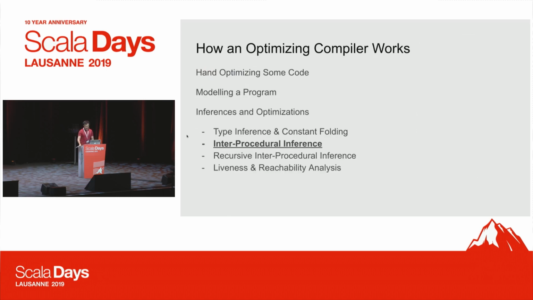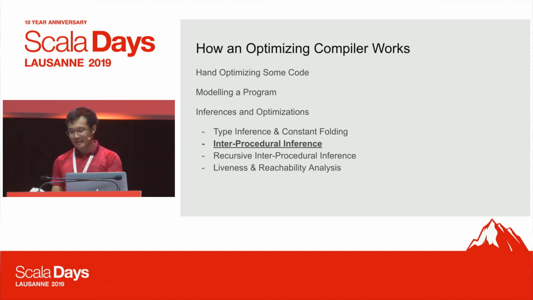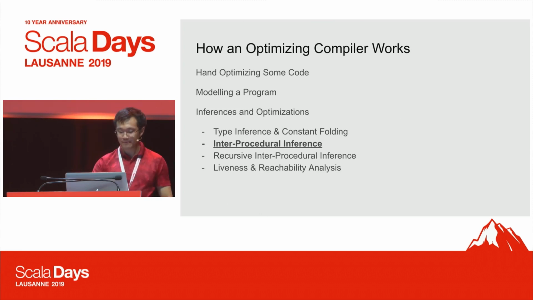So next thing I'll look at is interprocedural inference. Just now, everything was inside one function, and you had the loops, you had basic blocks, you were jumping around, but it was still within one function body. Now we will look at when there are multiple functions, what do we do?